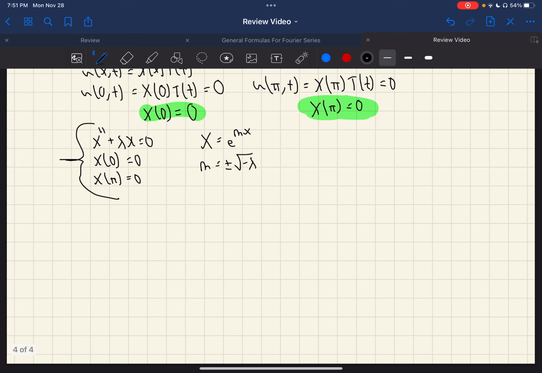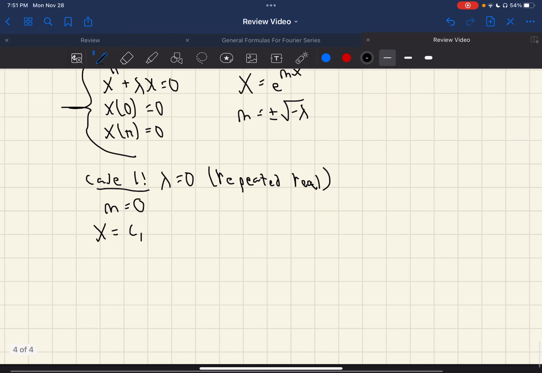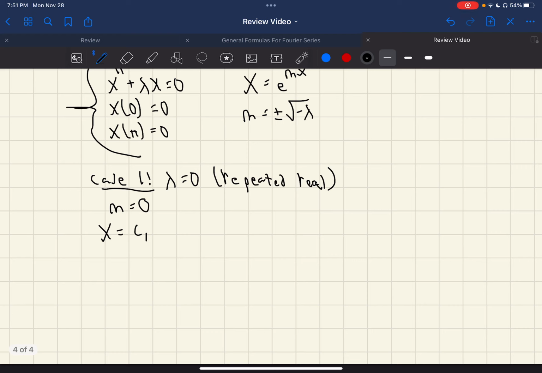So first I'll do case 1, lambda is equal to 0, which is also repeated real roots. So what happens is both of our m values become 0. So we write our equation. We have c1, and what happens is because it's e to the mx, it becomes e to the 0, which just becomes 1. But because this is a repeated root, our other constant is multiplied by x because you can't have the same m value.